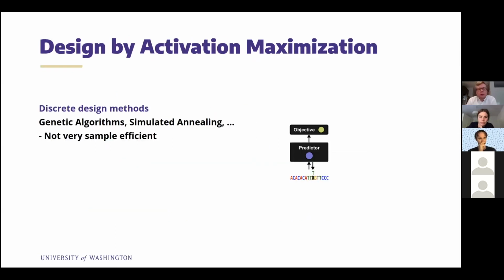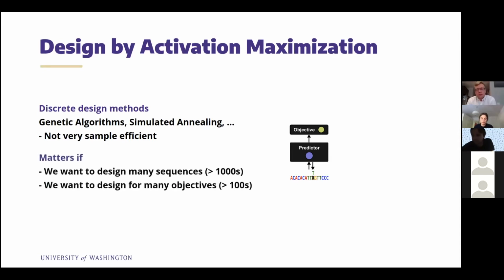So generally speaking, if we want to design biological sequences, we can turn to these classical discrete optimization methods, such as genetic algorithms or simulated annealing, which is a form of MCMC. However, it's quite well known that these methods sometimes are not very sample efficient, meaning that they require many calls to the fitness predictor model in order to converge for a single sequence design. And this, of course, matters.